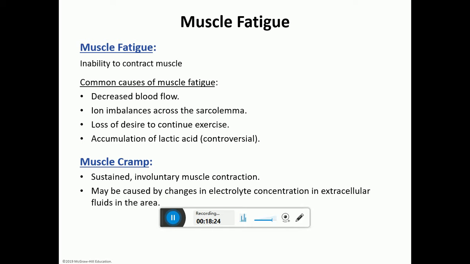A muscle cramp, though, on the other hand, is a sustained involuntary contraction of the muscle. So it's not that you are trying to contract the muscle, it's something that happens beyond your control. And it could also be due to an imbalance in these ions.